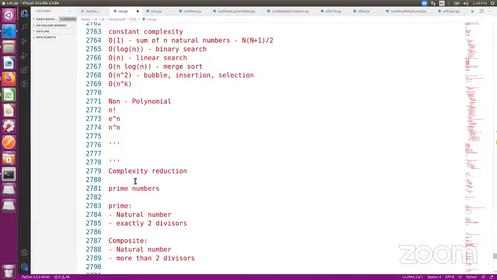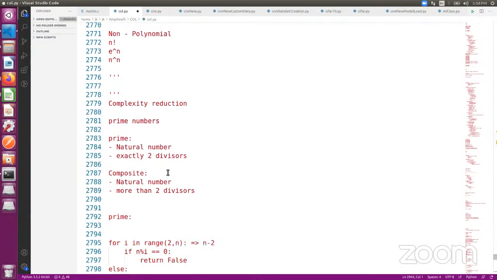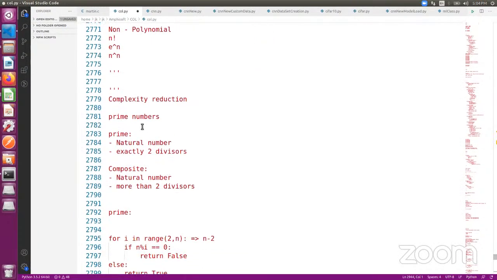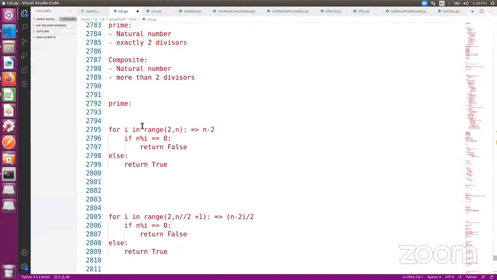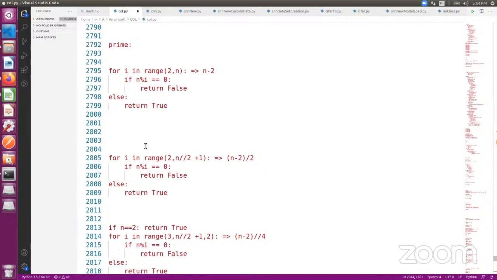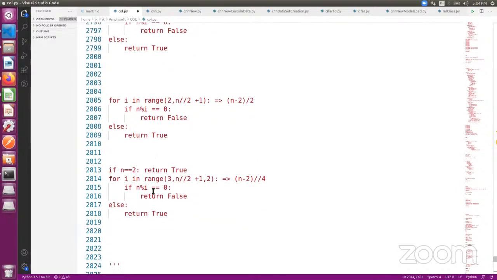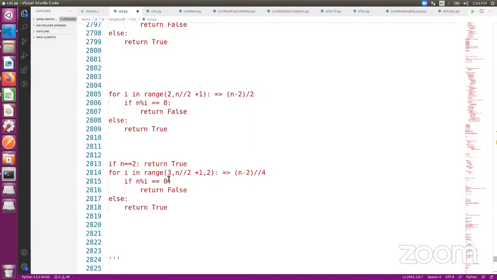And then we saw complexity reduction, and we took an example of finding whether a given number is prime or not. This was the initial algorithm, which took n minus 2 time. Then we reduced it by half, by reducing the range of the for loop by 2, and then we took only the odd numbers for comparison. Then we further reduced it to n by 2 by 2.